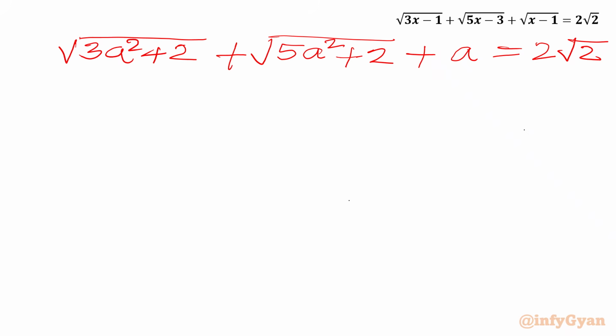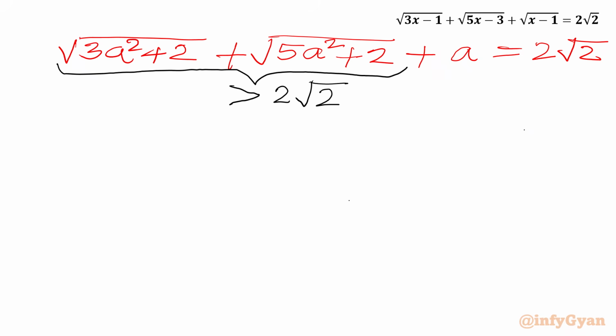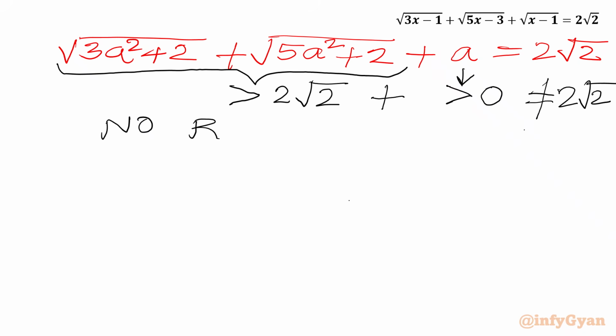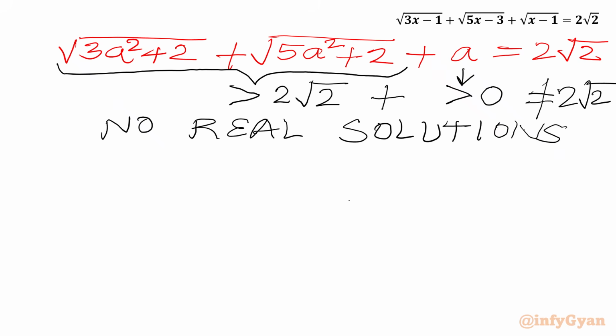Now square root 3a square plus 2 plus square root 5a square plus 2, this quantity is always greater than 2 root 2. And here we have a greater than 0 quantity. We are adding these two. How would it be equal to 2 root 2? Is it possible in real numbers? No, it is not. So from here, we won't get any real solution. So I will write no real solutions. So the only accepted real solution would be x equal to 1.